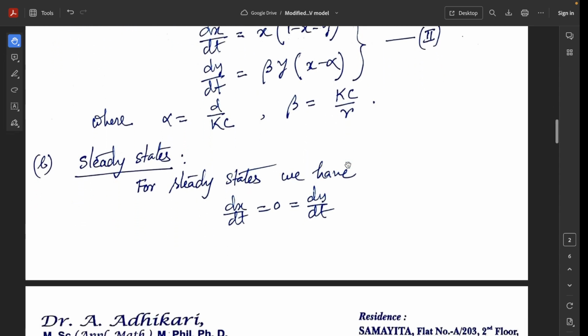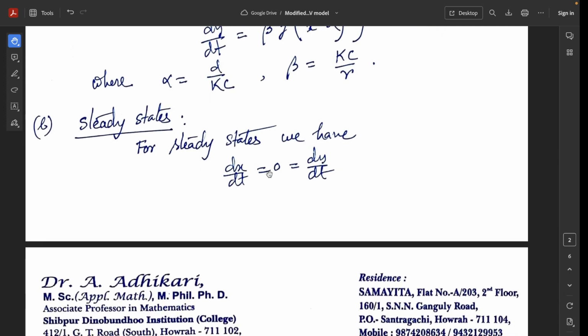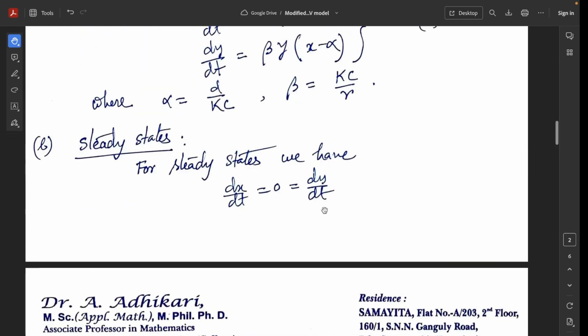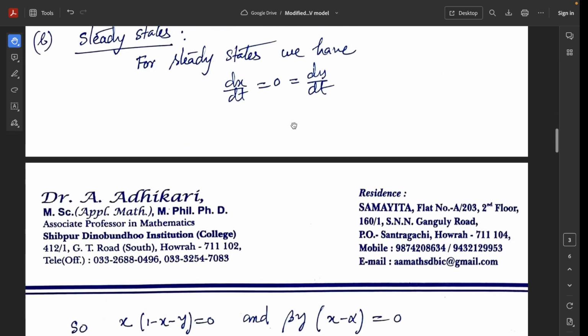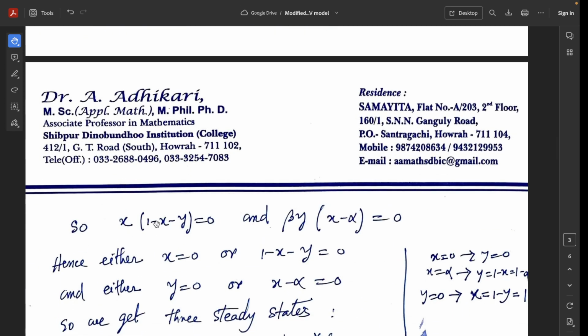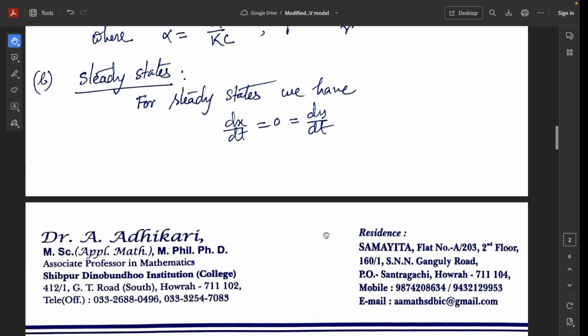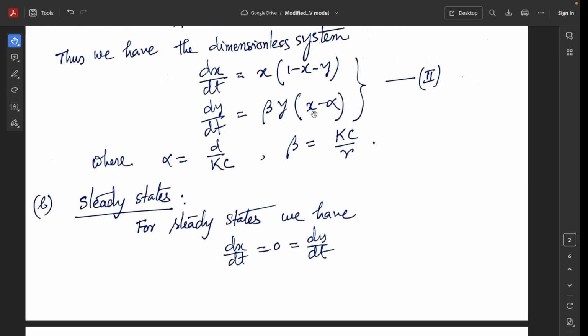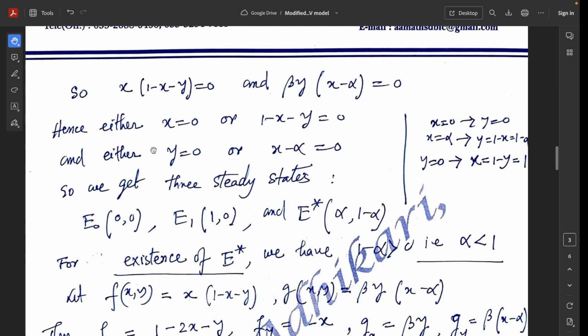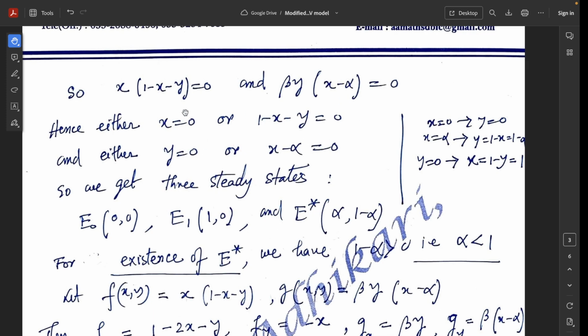Now, to find steady states or equilibrium points, we must have dx/dt equal to 0 equal to dy/dt. So from the system, dx/dt equal to 0 means x (1 minus x minus y) equal to 0, and dy/dt equal to 0 gives beta y (x minus alpha) equal to 0. Hence, either x equals 0 or 1 minus x minus y equals 0. And from the second equation, beta is a positive parameter, so obviously either y equals 0 or x minus alpha equals 0. So if we put x equal to 0, we get y equal to 0.